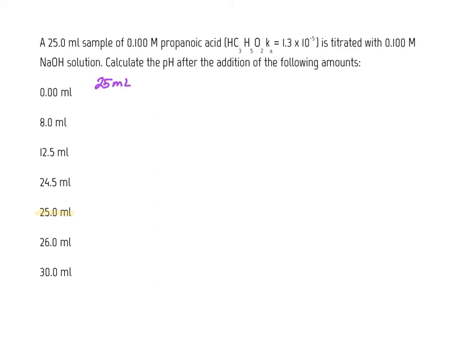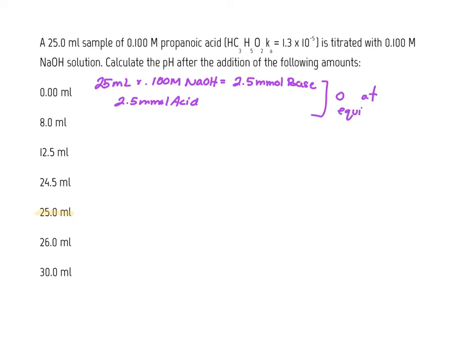Our next addition of base is 25 mLs of the sodium hydroxide. With this step, what you'll notice is that we end up with 2.5 millimoles of base, which is equal to the amount of acid that we started with. So if we subtracted the two, we would end up with 0. What this means is that we have reached the equivalence point on that titration graph. So we have neutralized all of the propanoic acid that we started with. So we're figuring out the pH at the equivalence point.